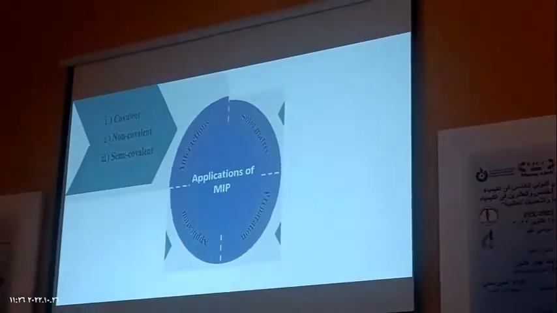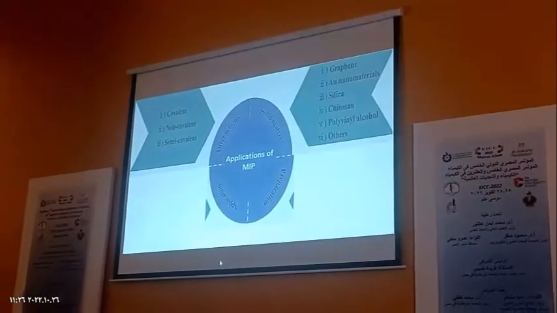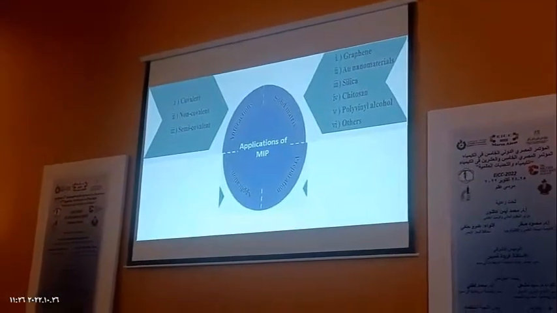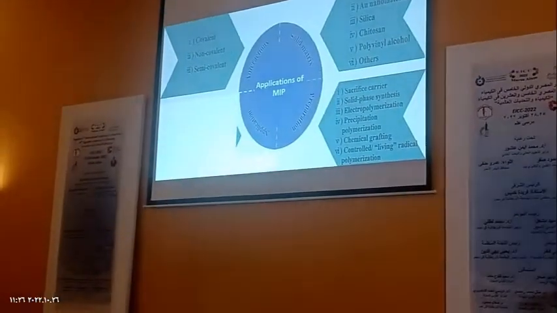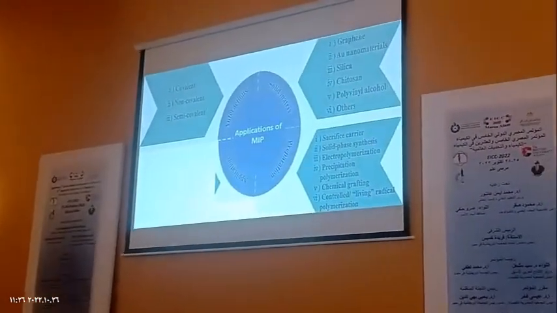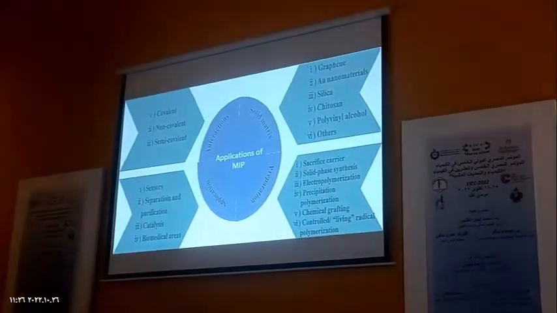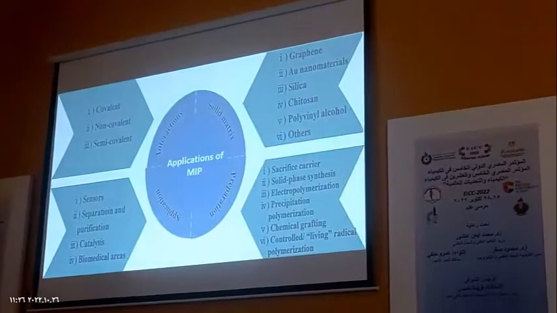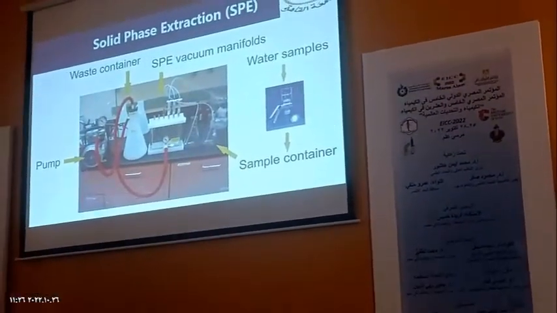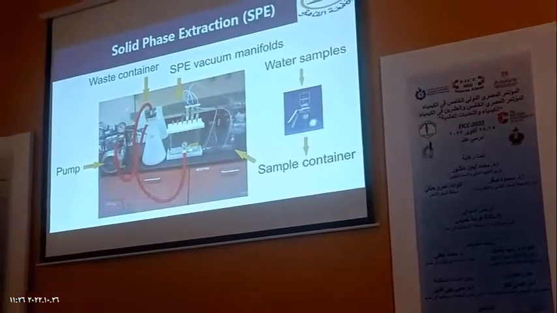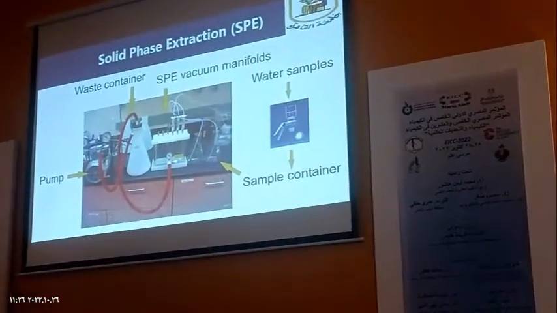According to the type of interaction, whether it's covalent, non-covalent or semi-covalent, or on a kind of metal or nanoparticles, or the method of preparation, you can end up with many applications for molecularly imprinted polymers. The first important application is solid phase extraction, which we can use for extraction of natural products or environmental contaminants.